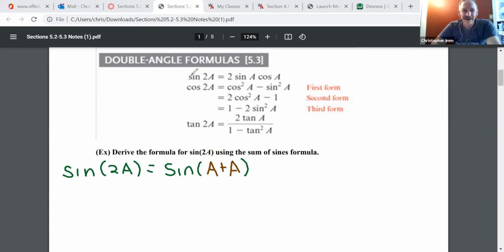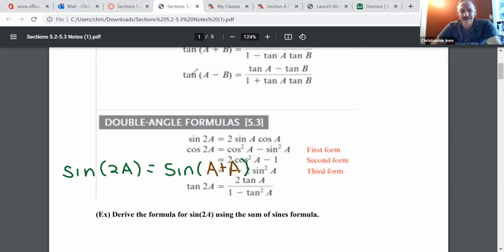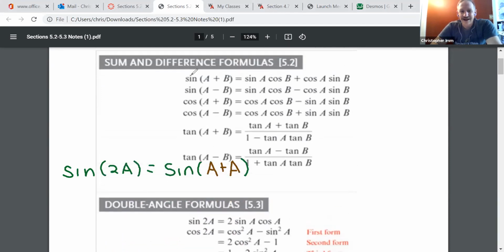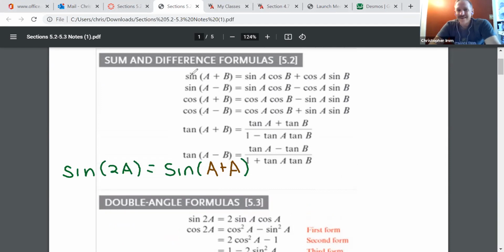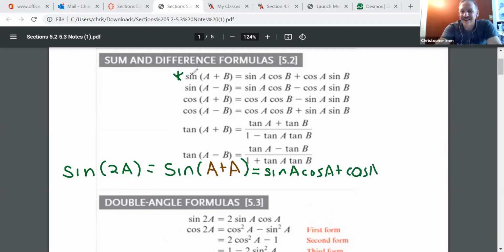So let's just go up here. Move my screen up a little bit. I'm going to use that first formula there, right? So let's write it down while I have it here. So I'm going to just use that first formula. And for a and b, I'm just going to plug in a. So I'm going to have sine of a times cosine of a plus cosine of a times sine of a. So that's from that sum and difference formula up there.